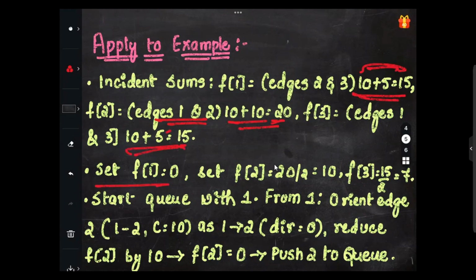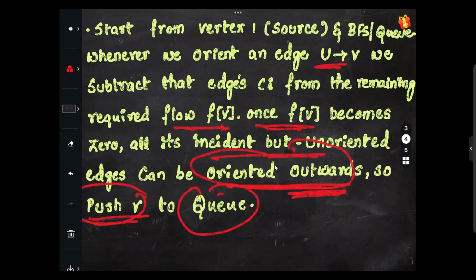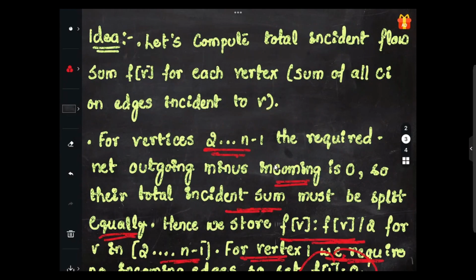So first what we will do, we'll set the f of 1 to 0, and we'll set the f of 2 to this one. Accordingly with what we had discussed here, we have to go with f of v. See here, for vertex 2 to n minus 1, from 2 we are starting. For vertex 1 we will keep the same thing, right? So we'll keep the same value. The required net going minus incoming for 2 to n minus 1 is 0.